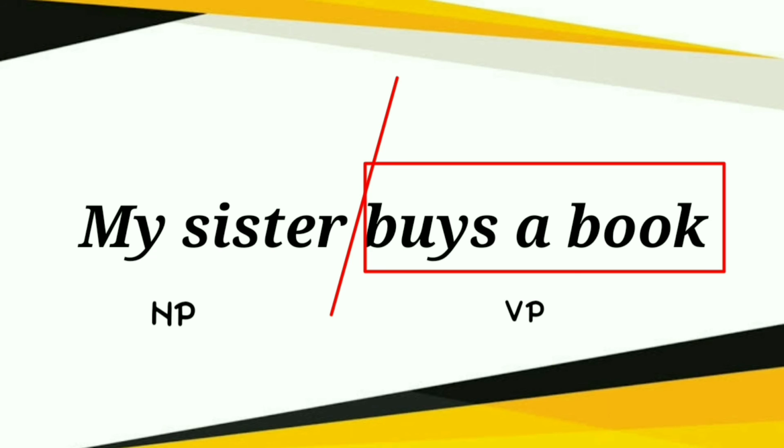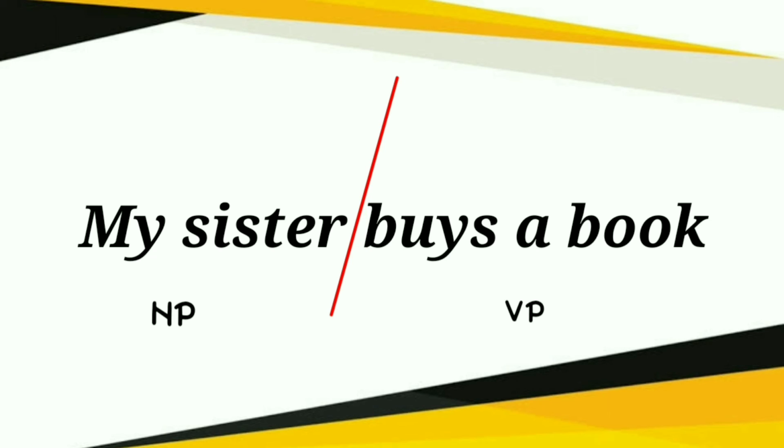Under the noun phrase, we have two words, my sister. So sister is called noun. My is considered as determiner, while we have to make one branch, while the sister is considered as noun. On the other side, the predicate, we have to make one branch from the sentence. Buys is a verb, obviously, but this is one phrase because of the words a book. So buys a book, it is now considered as verb phrase.